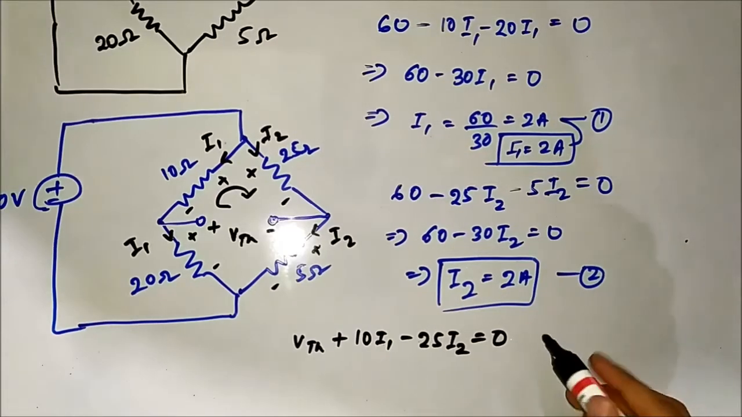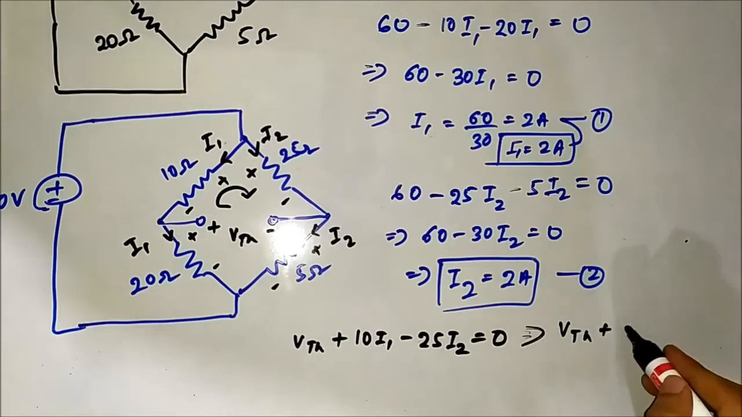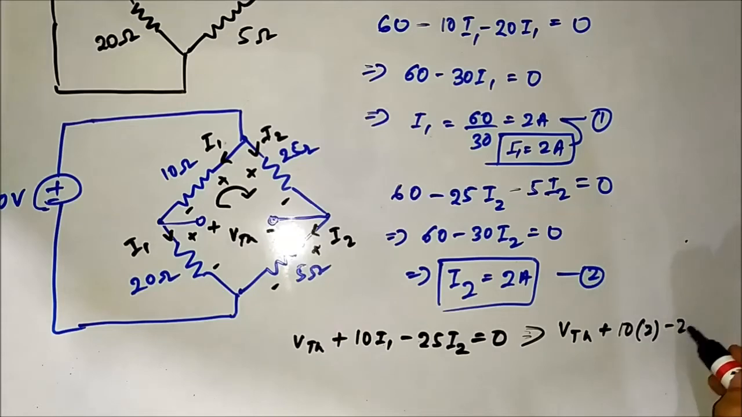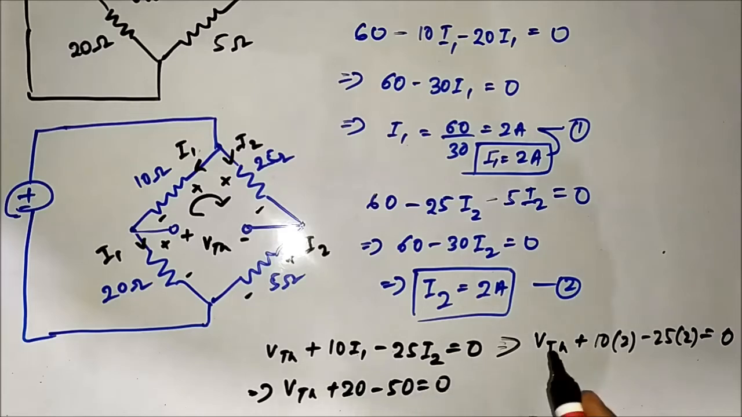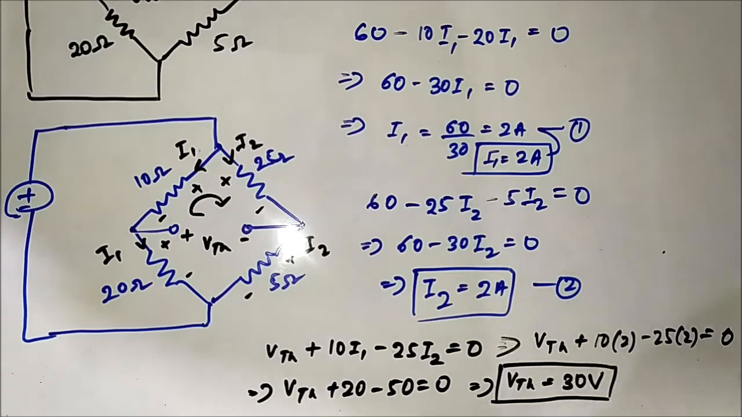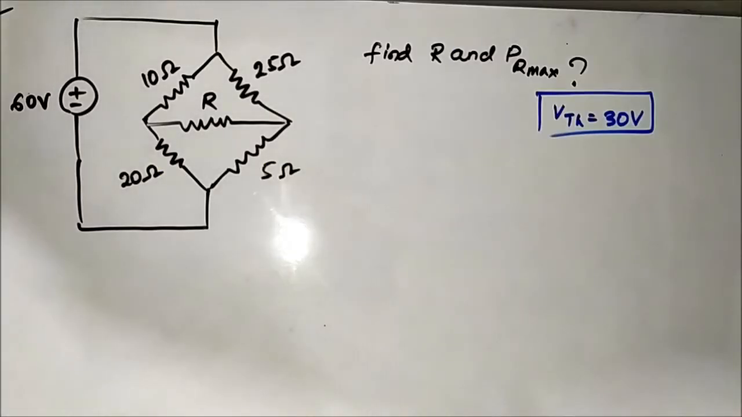That implies, substituting the values of I1 and I2, VTH plus 10 into I1, which is 2, minus 25 into 2 is equal to 0. That implies VTH plus 20 minus 50 is equal to 0, and that implies VTH is equal to 30 volt. VTH is equal to 30 volt. So we have got VTH. Now we have to find RTH. So we have calculated the value of VTH, 30 volt.